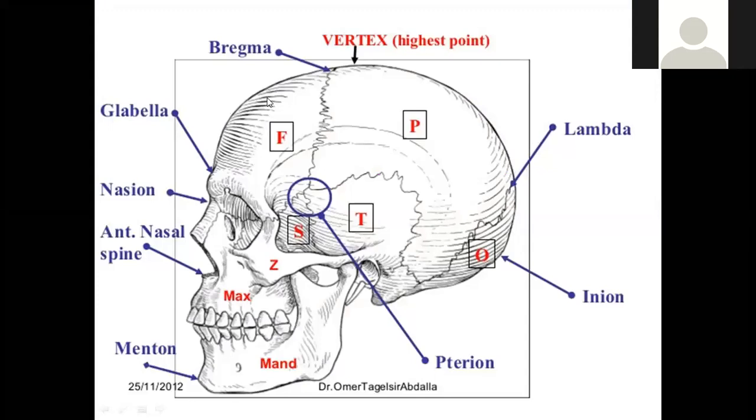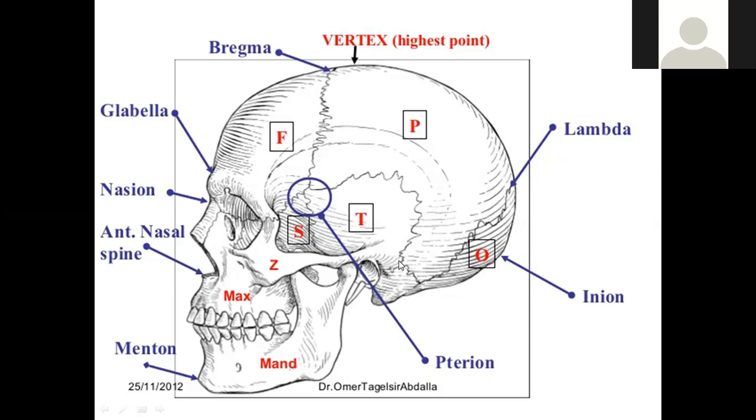Apart from that, if you just see the lateral view, here there is a meeting point of certain bones like frontal bone, parietal bone, sphenoid bone, and temporal bone. That particular area is called pterion. Similarly, behind also, this point is called asterion, where you will see the meeting point of parietal, temporal, and occipital bone.